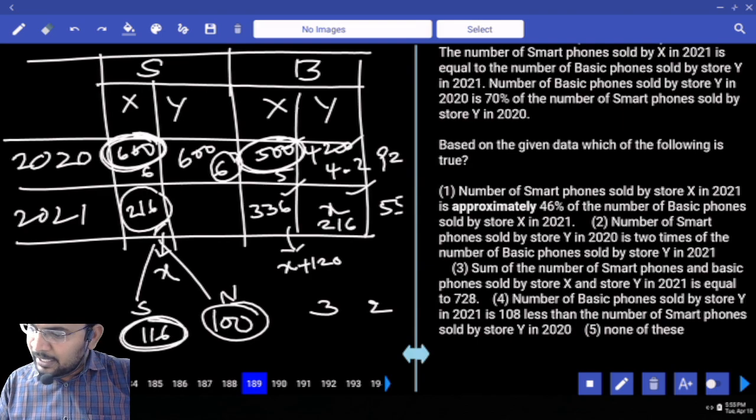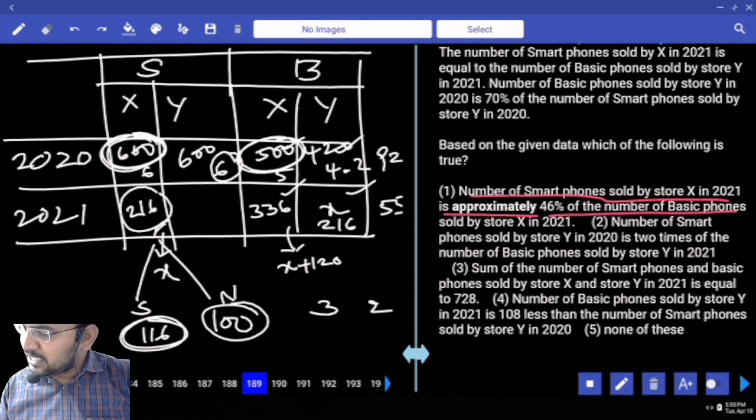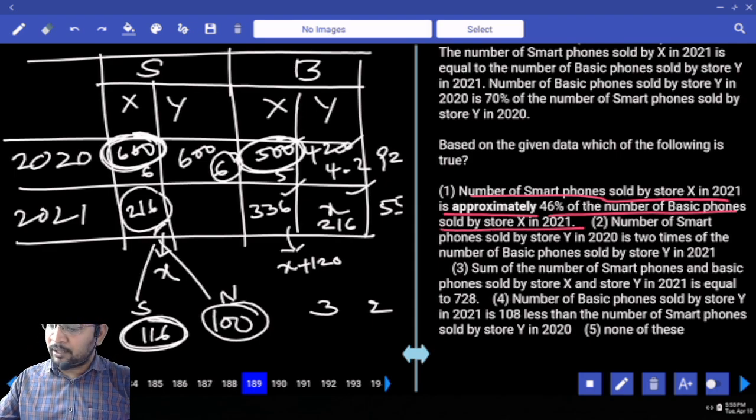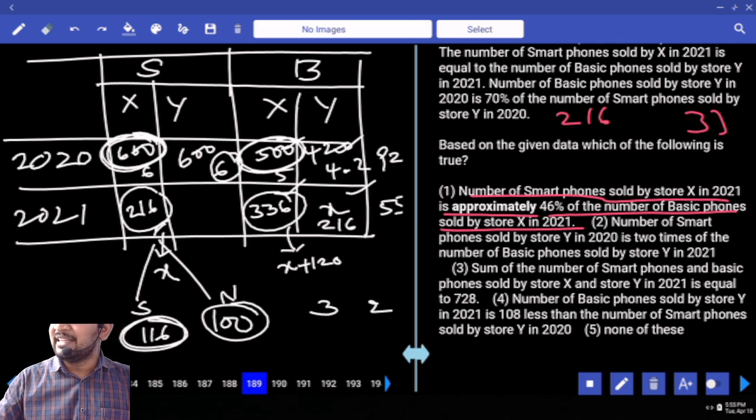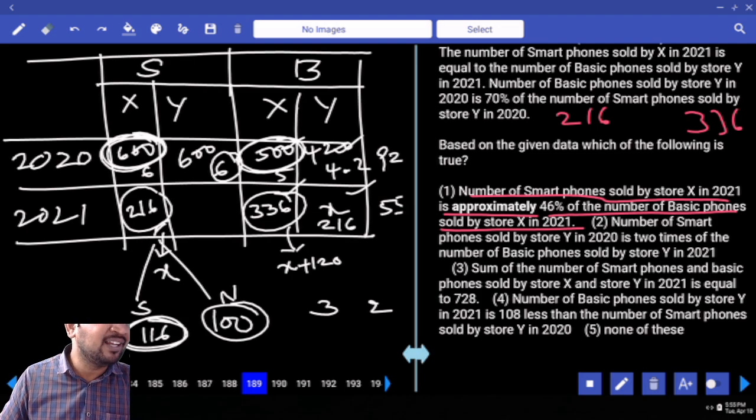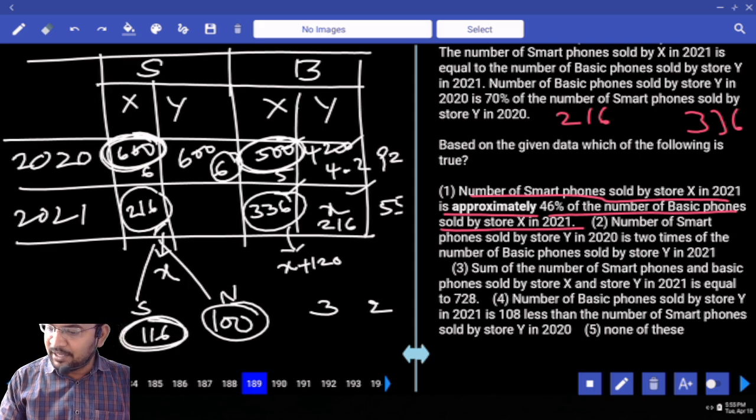Now look here. The number of smartphones sold by store X in 2021 is approximately 46% of the basic phones sold by store X in 2021. Now, store X in 2021 smartphones is 216. This 216 is 46% of the basic phones in store X in 2021. Store X in 2021 is what? 336. Is 46% of 336 equal to 216? Is it possible? It is almost more than 60%. Yes or no? So that is the reason the first statement is false.